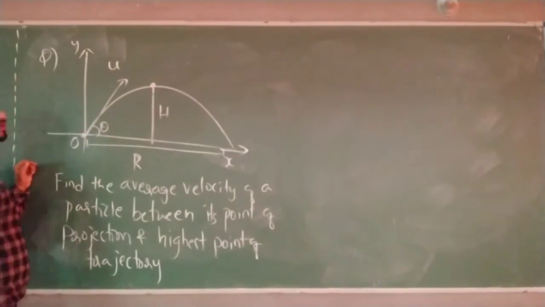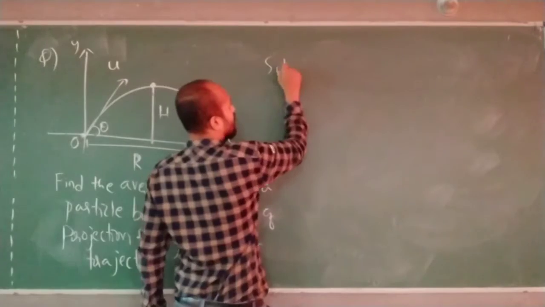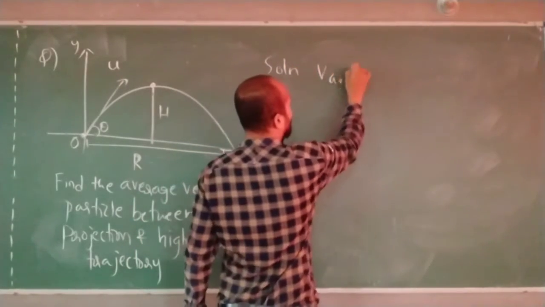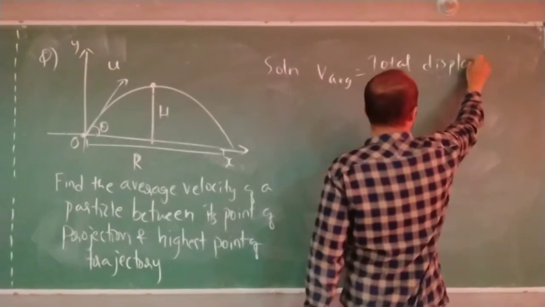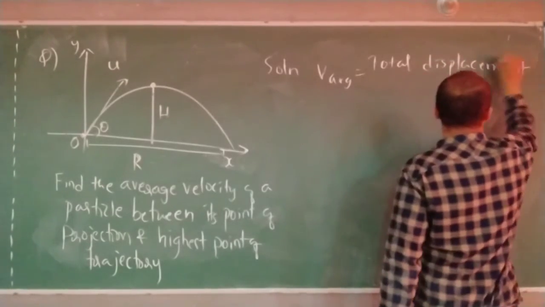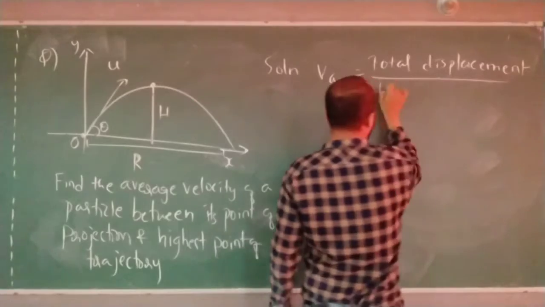How to find? What is average velocity? Average velocity is given by total displacement divided by total time.